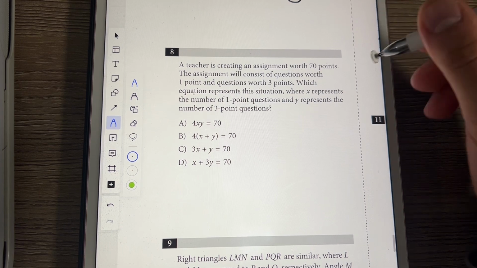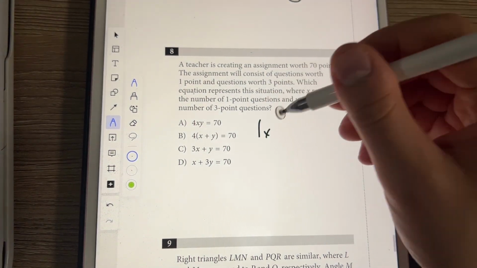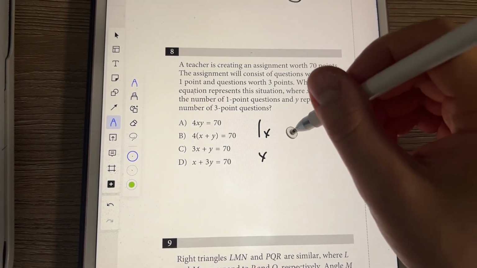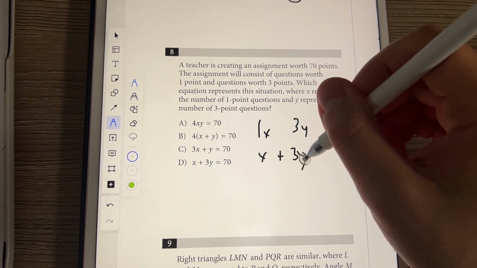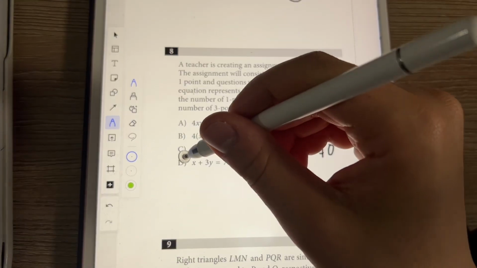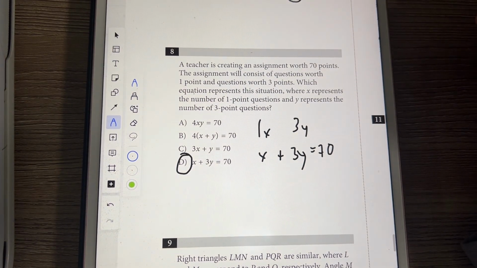Well, I want 1 to go with x, which is just the same as saying x, right? We don't need that 1 coefficient. I want 3 to go with y. So x plus 3y, and I want that to equal the 70 points total. D is my best answer.